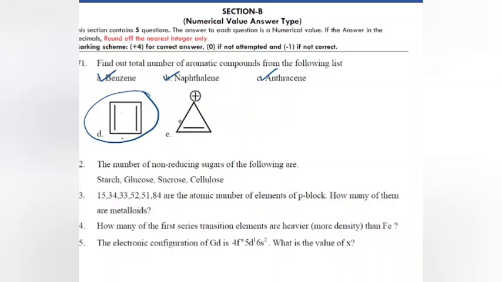the conjugation and the cyclic planar structure. It is anti-aromatic. And if we consider this particular cyclopropenyl cation, it obeys Huckel's rule, having conjugation, a cyclic planar structure, and 2 pi electrons, following the 4n plus 2 rule if we take n equal to 0. So this is also an aromatic compound, right? So there are a total of 4 aromatic compounds.